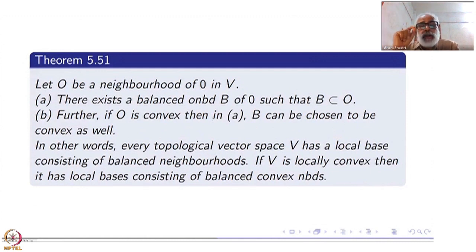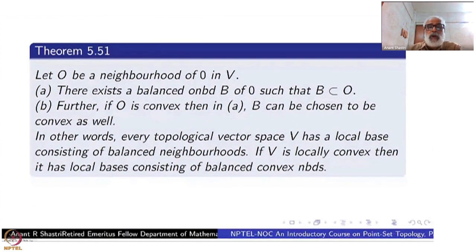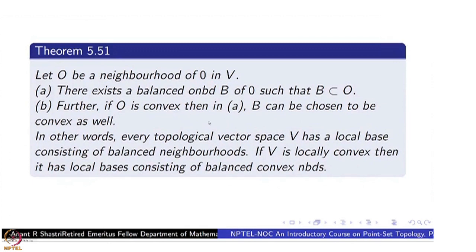If V is locally convex, that means it has a convex neighborhood like this, then it has a local base consisting of balanced convex neighborhoods. The important thing here is that you just assume one convex neighborhood, and then there is a whole system of convex neighborhoods. That is the whole idea here.